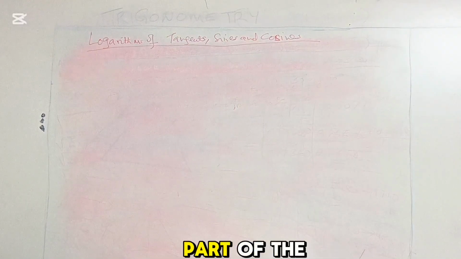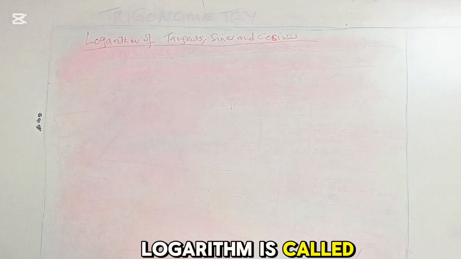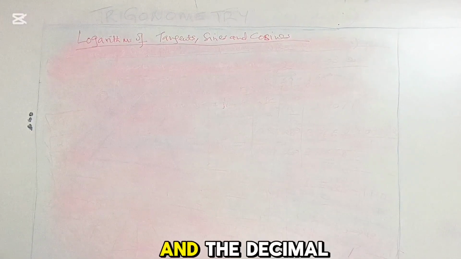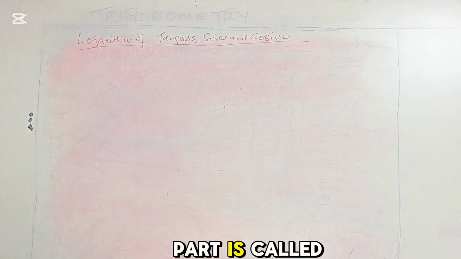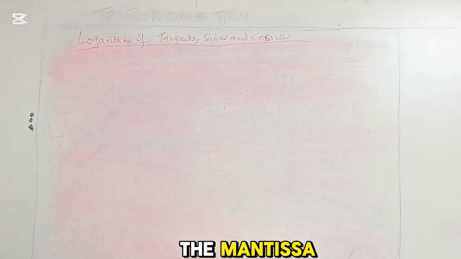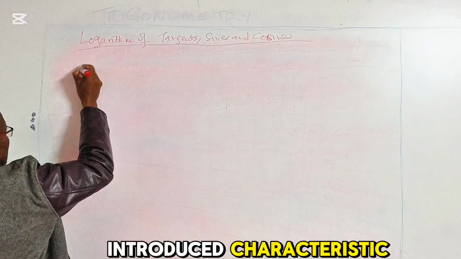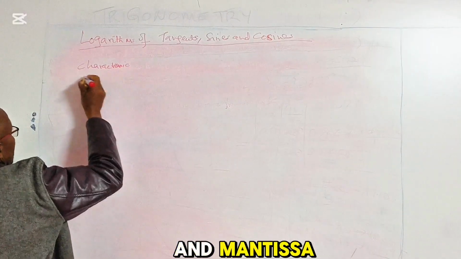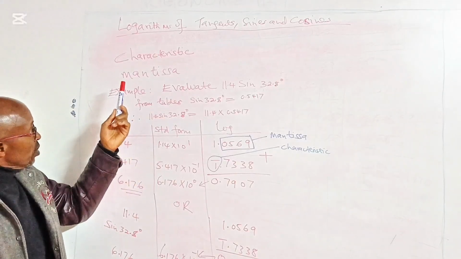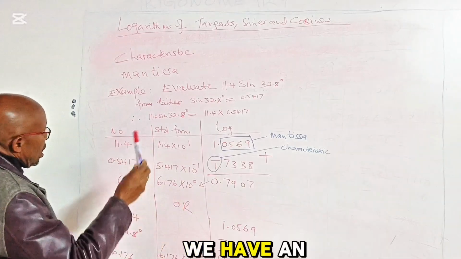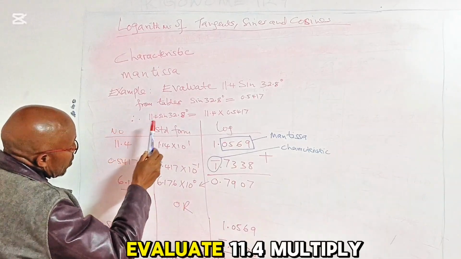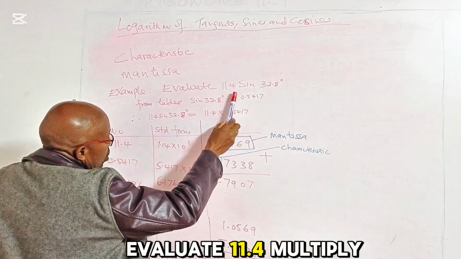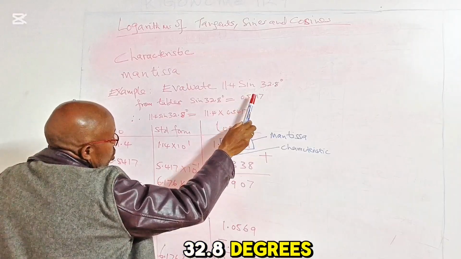The whole number part of the logarithm is called the characteristic, and the decimal part is called the mantissa. Now we have introduced the characteristic and the mantissa. Logarithm of tangents, sines and cosines. We have an example. Evaluate 11.4 multiplied by sine of 32.8 degrees.